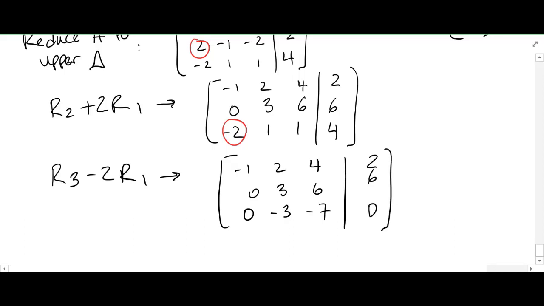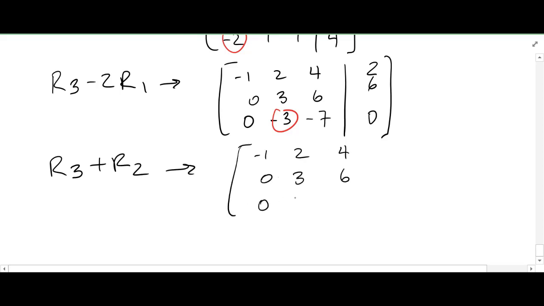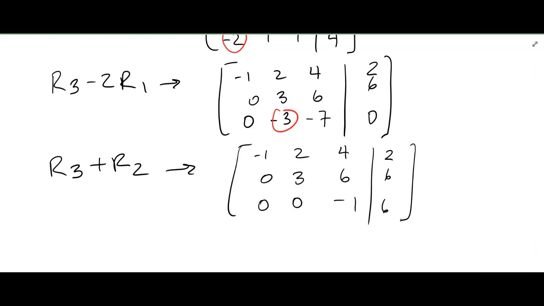Now we want this negative 3 to be a 0, so we'll do row 3 plus row 2. So we get that, and some 6s. So it's upper triangular now. That means we can do back substitution to solve for x.